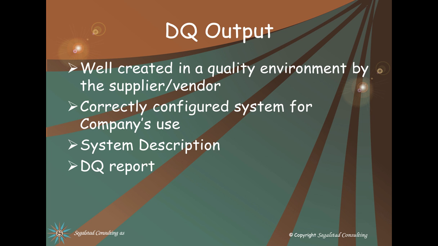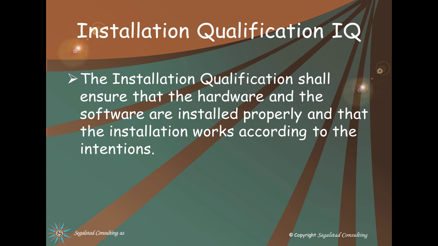The output of the DQ phase is that we will have a well-created system in a quality environment by the supplier or vendor, whatever you want to call them, a correctly configured system for the company's use, a system description, and a DQ report. The DQ report will refer to other documents like the supplier audit report, functional specification, the user requirement specification, and will not repeat the content.